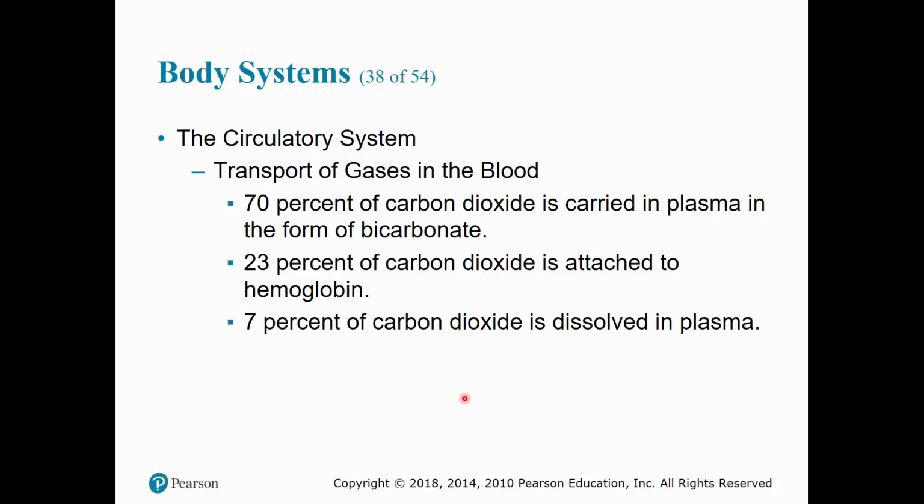Whereas carbon dioxide, 70% of our carbon dioxide is carried in plasma in the form of bicarb. And this assists in the pH level of our blood. 23% of it is attached to hemoglobin, which is then transported to our lungs to eventually be breathed out. And then 7% of our carbon dioxide is dissolved within our plasma.